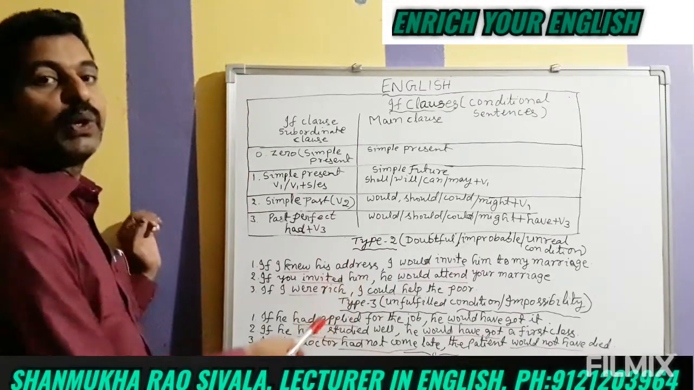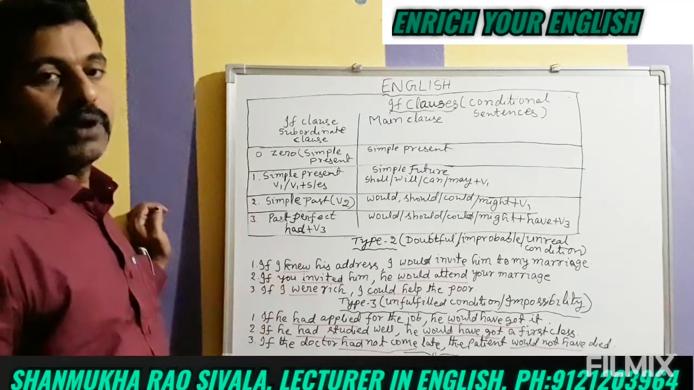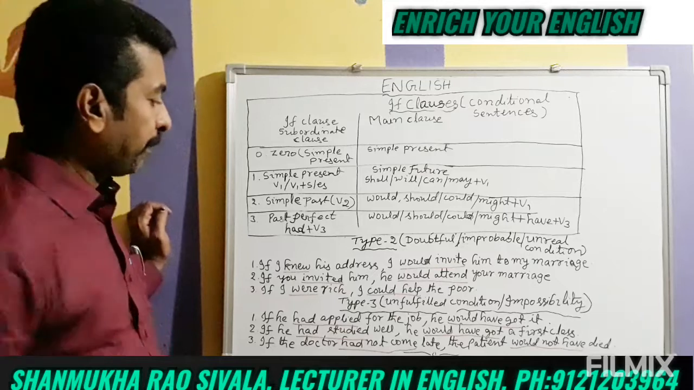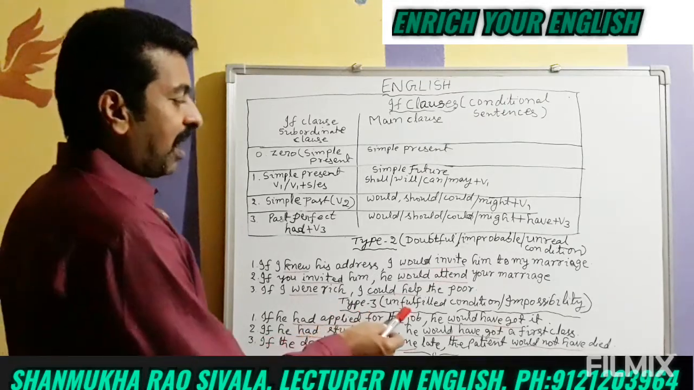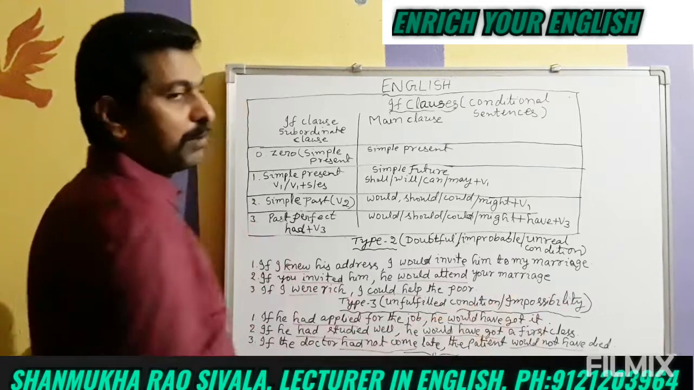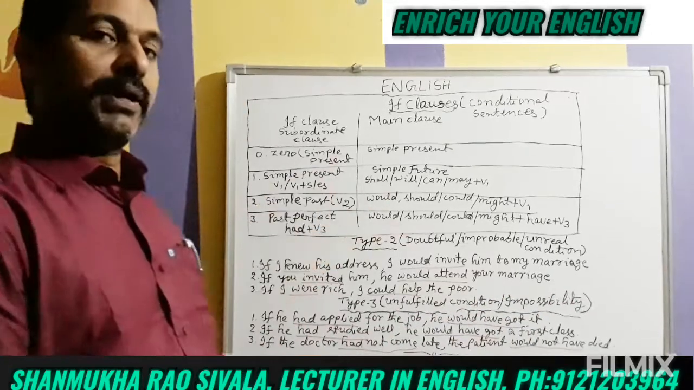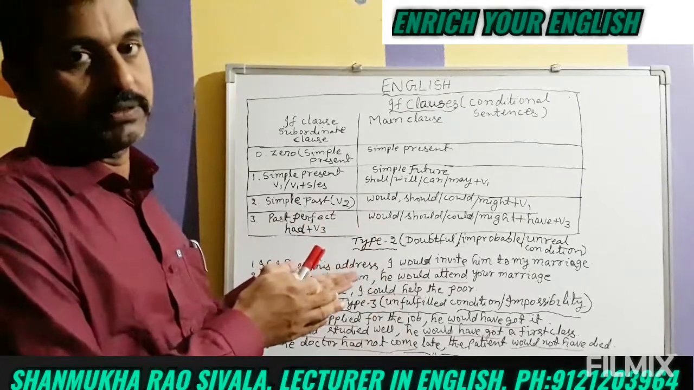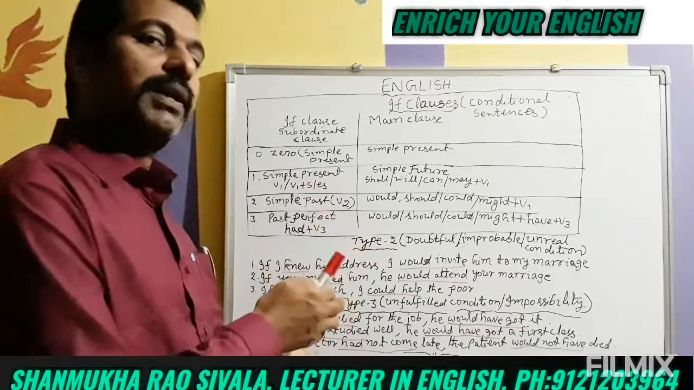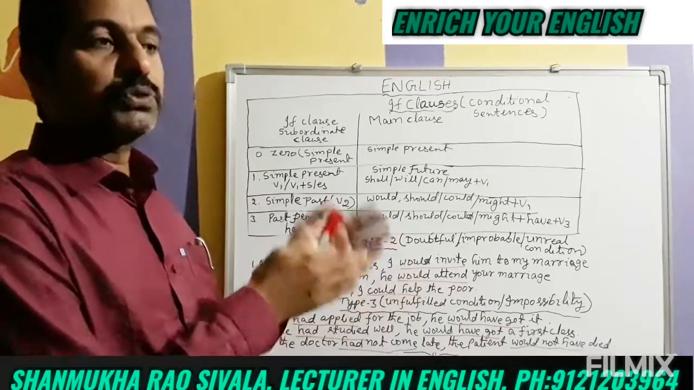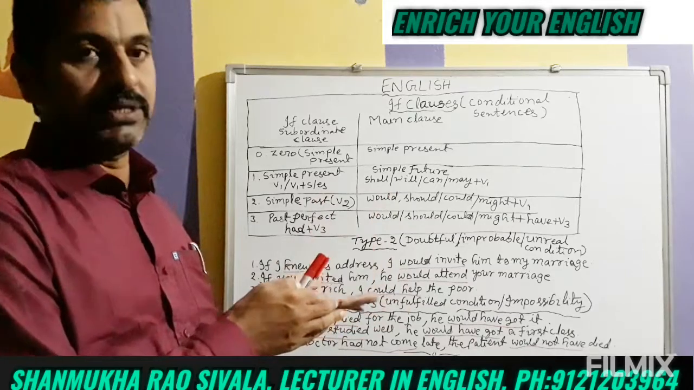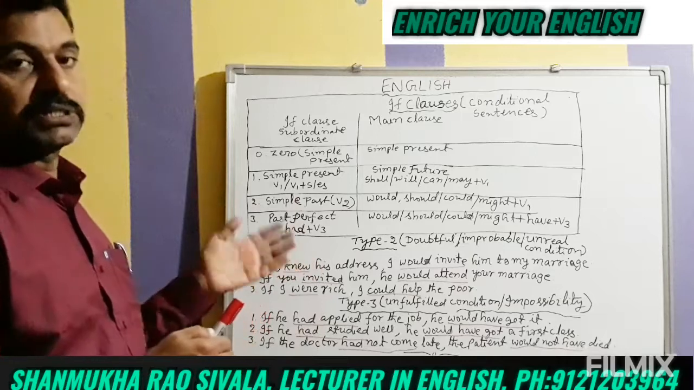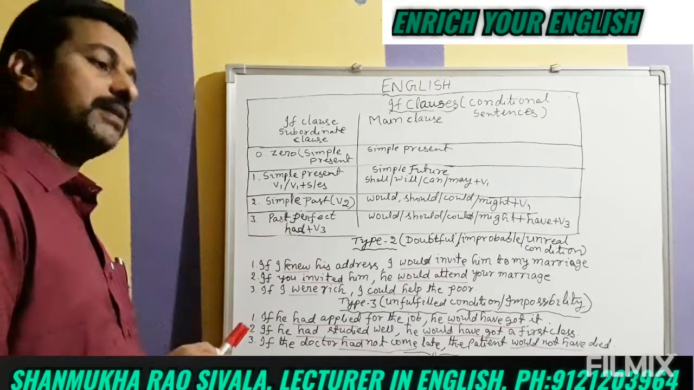The second type is doubtful, less chances for that action to happen, and imaginary condition, imagining the situation. Okay. And type 3 is unfulfilled action or impossibility. That action already happened, already completed actions. Later on we are talking about the completed actions. So we cannot change the actions. That can never happen, because they are completed actions, past actions, we are talking about past actions.